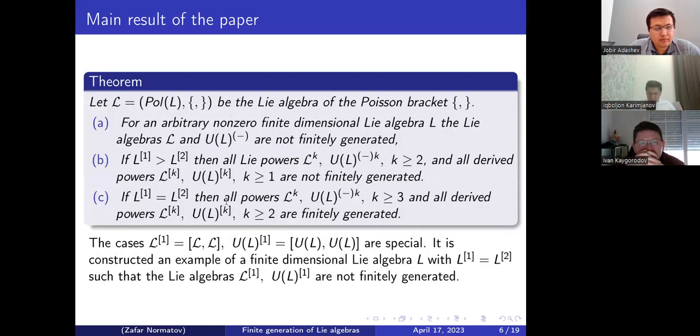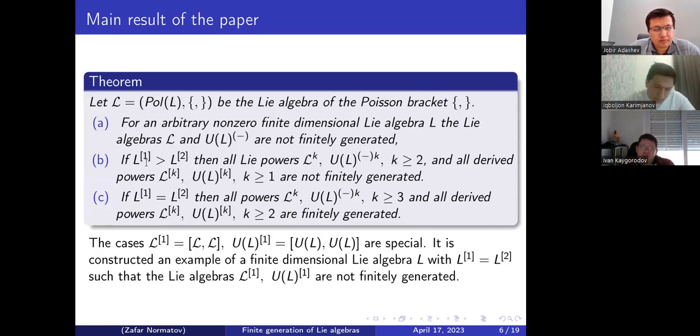So the main result of the paper is the following theorem. Let us denote by L the polynomial Lie algebra. This is the Lie algebra, the polynomial Lie algebra, with respect to the Poisson bracket. So for an arbitrary non-zero finite dimensional Lie algebra L, the Lie algebra and the universal enveloping algebra, these two algebras are not finitely generated.